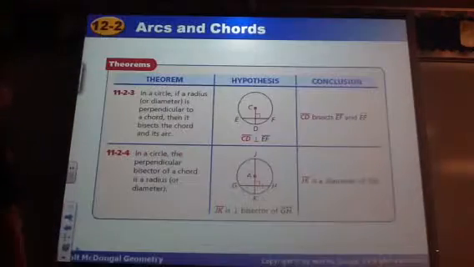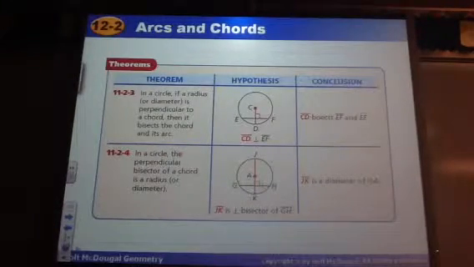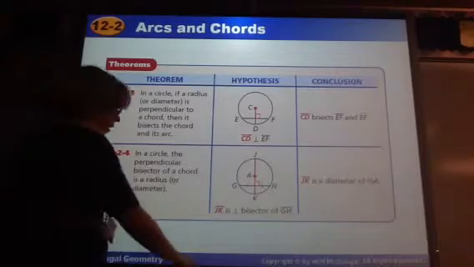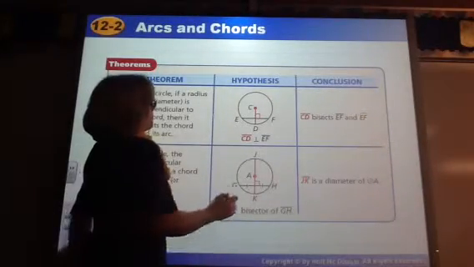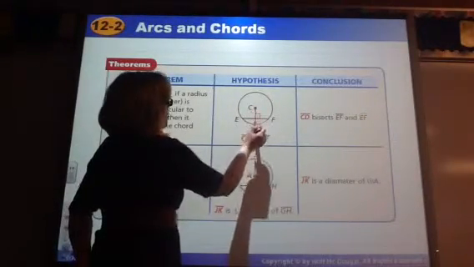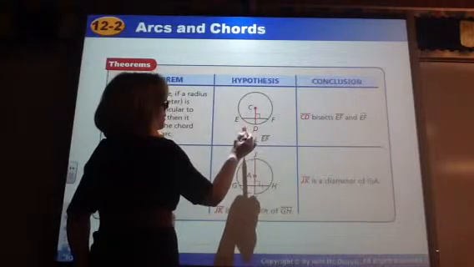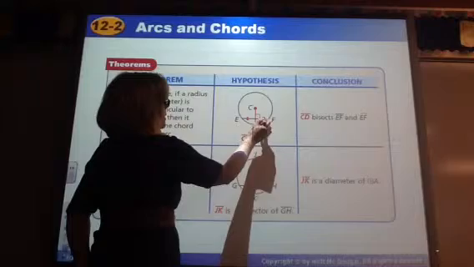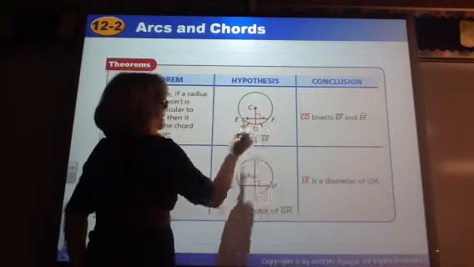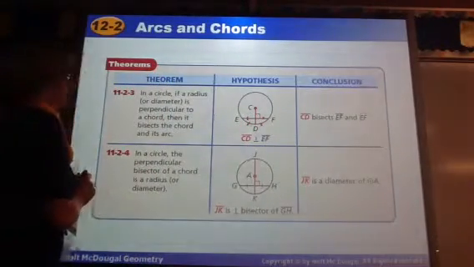All right, let's move on. We got some theorems here. In a circle, if a radius is perpendicular to a chord, then it bisects the chord and its arc, okay? So we have this radius bisecting chord EF. It is perpendicular, therefore it bisects these two, and it bisects these arcs also.